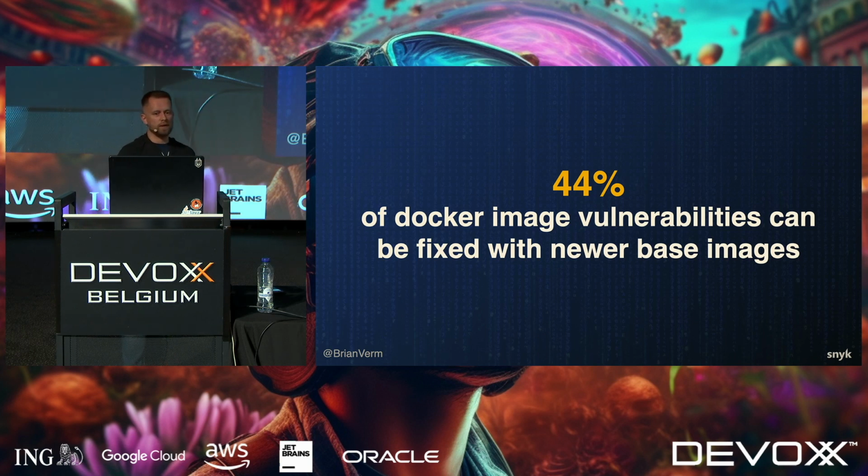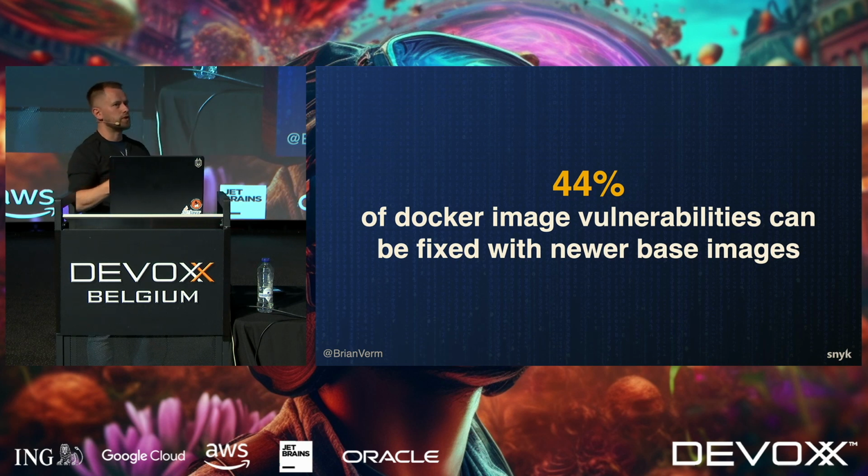44% of Docker image vulnerabilities can be fixed with a newer base image. Who uses latest in their Dockerfiles? That can be a good solution, but that means if you do that, then you need to rebuild over time, because the latest now is not the latest tomorrow, or the other way around, right? The latest now is a moving target.